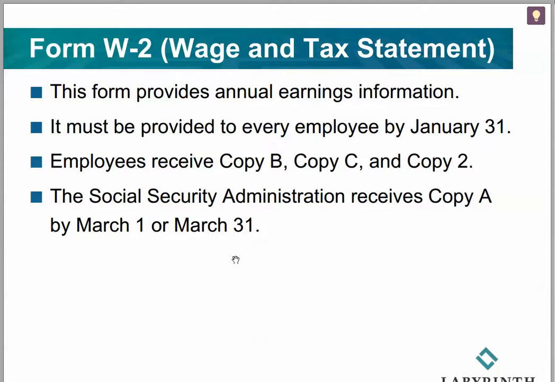But let's see here. The employer gives us the W-2 by January 31st, and they have to send the same information to the Social Security Administration by either March 1st or March 31st. It's March 1st if they're doing paper copies, or March 31st if they're filing e-copies with the Social Security Administration. They're going to use the employee earnings records for this information. That's where all of this comes from, and it's usually at the touch of a button that they determine all of that.